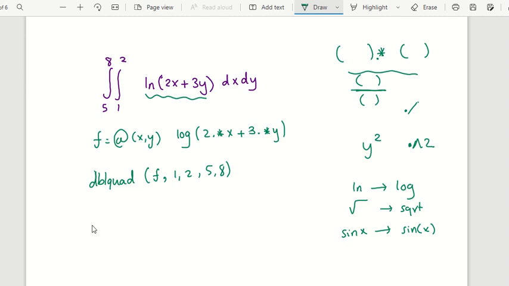This one is for multiplication, this one is for division, divide. And this one is for power. How do you get a power? By shift 6. Power, shift 6. All the best.